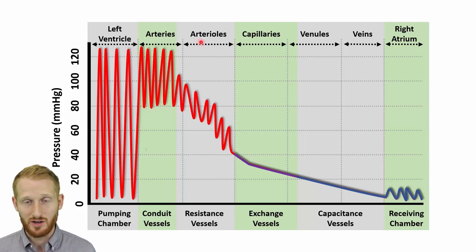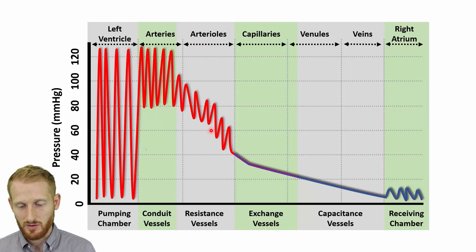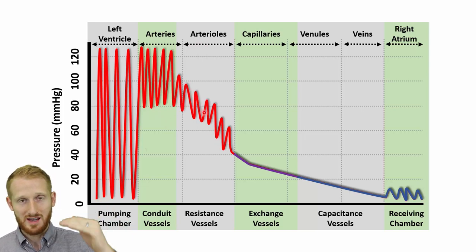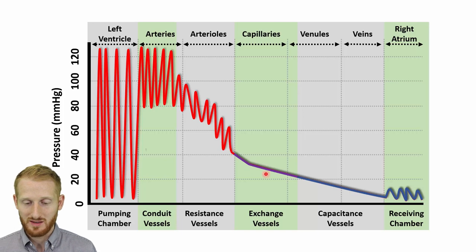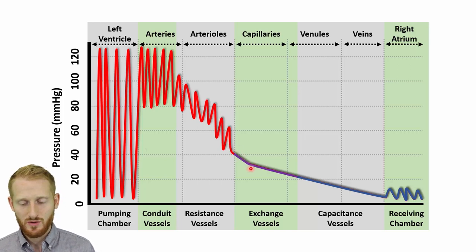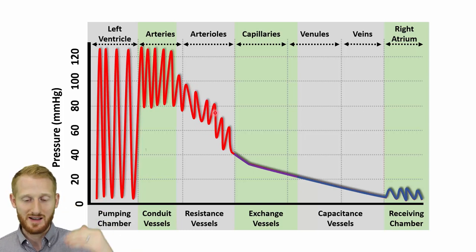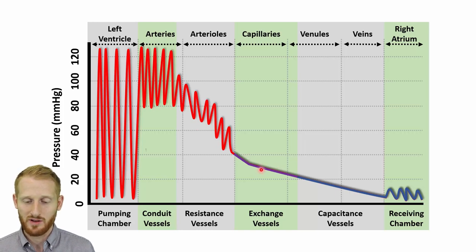Then when we get into the arterioles, the smaller and smaller they get, the more the blood pressure signal starts to sort of wane and drop. When we get into the capillaries, most of the pulsatility is gone. If you were to zoom in really, really close, you would still see pulsatility. And what I mean by pulsatility is this up and down zigzag pattern from the systolic, diastolic. So you'd still see that, but it's really, really small in the capillaries.